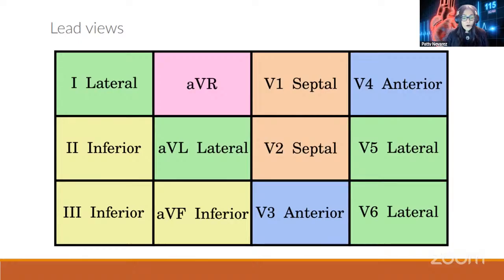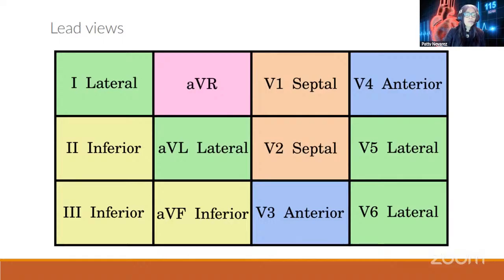V3 and V4 are really anterior. So they're going to give me information right in the center of the heart. Well, it's not the center of the heart because the heart is a little tilted, but they will be able to see anteriorly at that heart. And then V5 and V6 are on the other side. Remember, V5 and V6 are on the axillary line, fifth intercostal space, so they're more on the left side of the heart. So that's the lateral side of the heart.